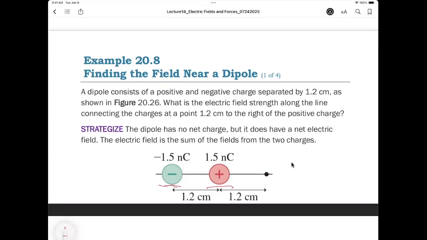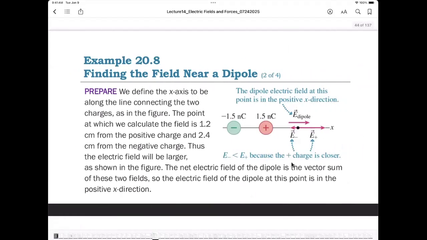For this question, the dipole has no net charge, but it does have a net electric field. What is a dipole? Do you remember that? A dipole usually consists of one positive and one negative charge of the same value. These two just form a dipole. The dipole has no net charge, because the negative and positive are equal, but it does have a net electric field. The electric field is the sum of the fields from the two charges. You can see this one will be outward and this one inward. At this dot, the electric field from the positive charge will be this one, and from the negative charge will be this one. But this is farther, so this one should be smaller. That makes sense to you?